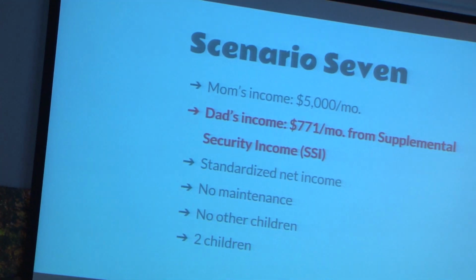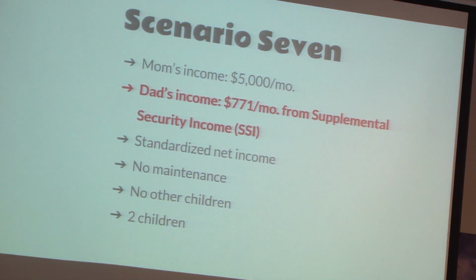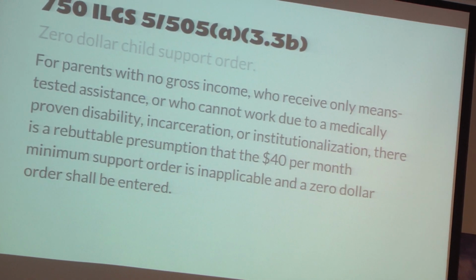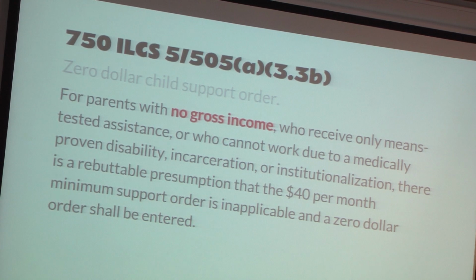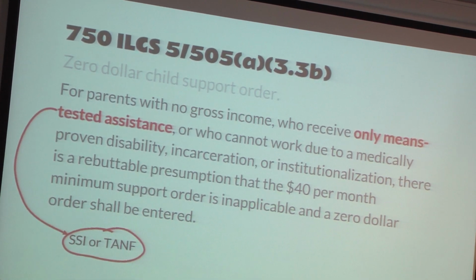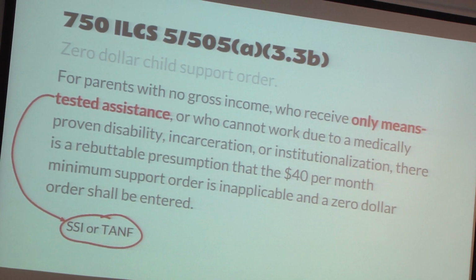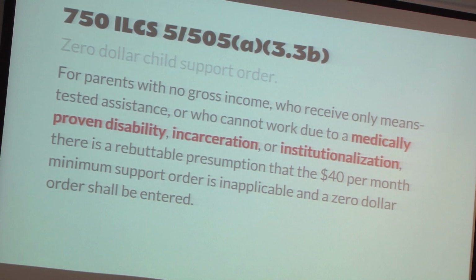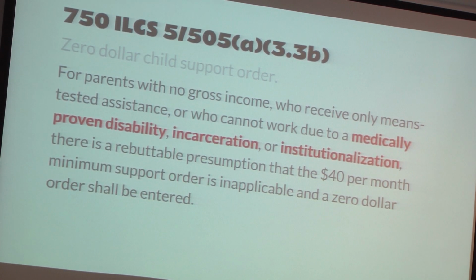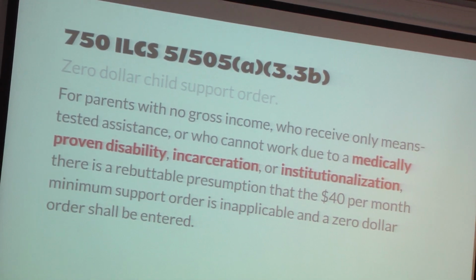Let's change this slightly, and let's say dad now has $771 in income, but it comes from SSI, Supplemental Security Income. The reason I bring this up is that there is a portion of the statute that says if you have no gross income, or if you only receive income from a means-tested program, SSI, TANF, food stamps, you should not pay $40 per month. You should pay $0. And that also includes people who are medically proven to be disabled, incarcerated, or institutionalized.